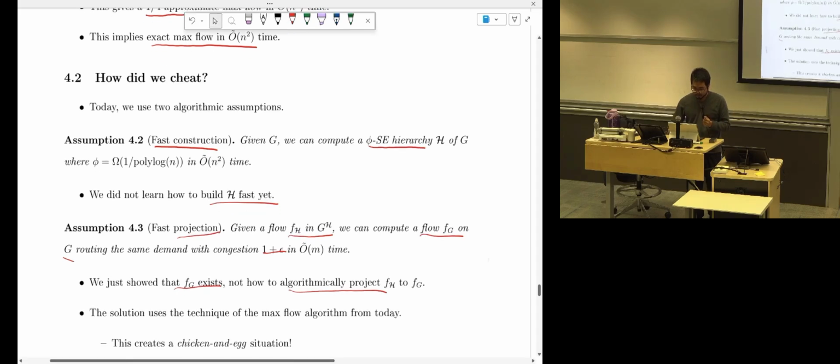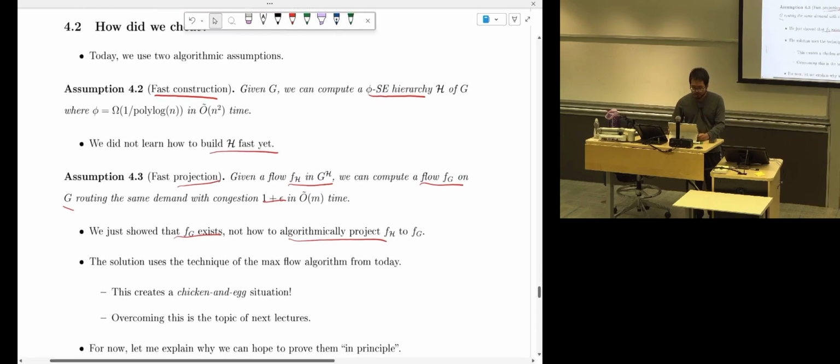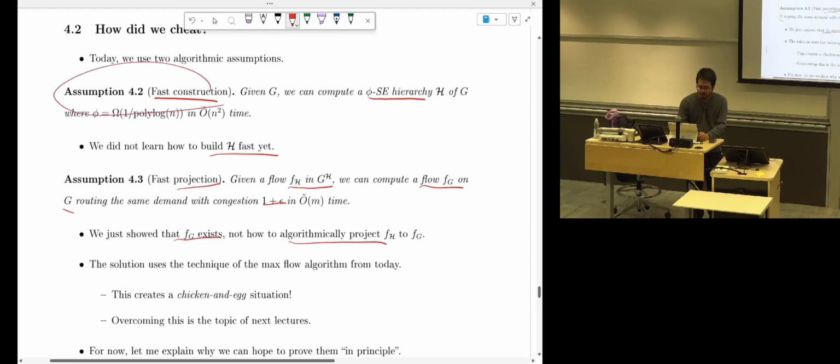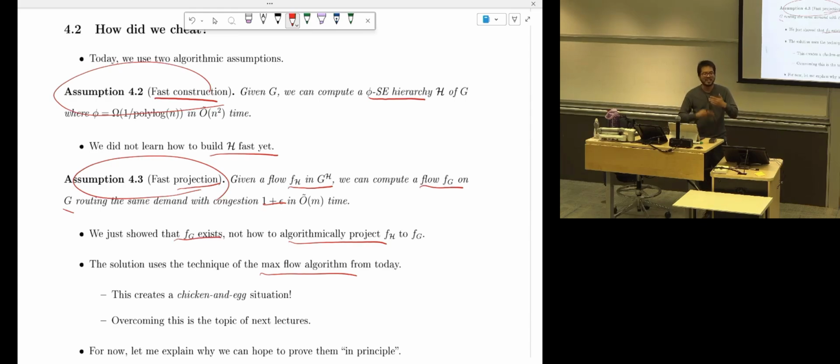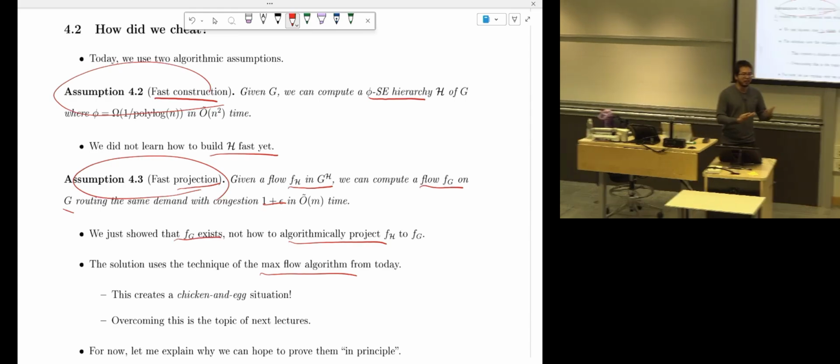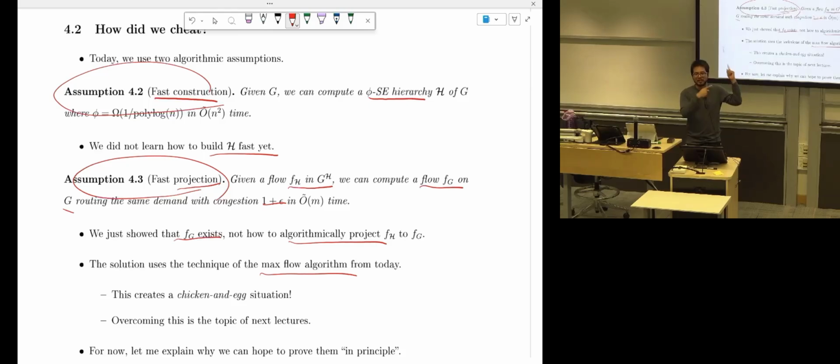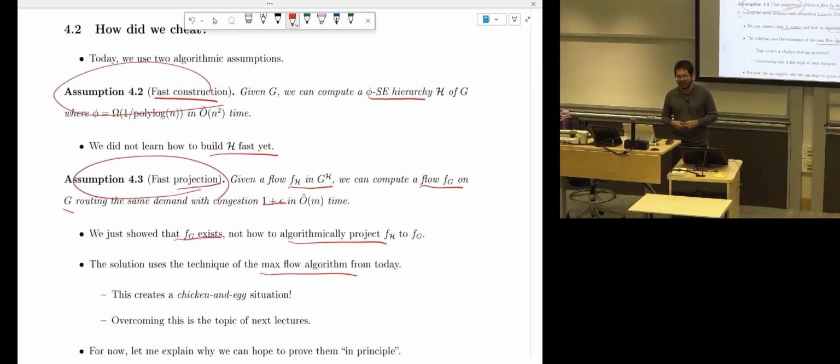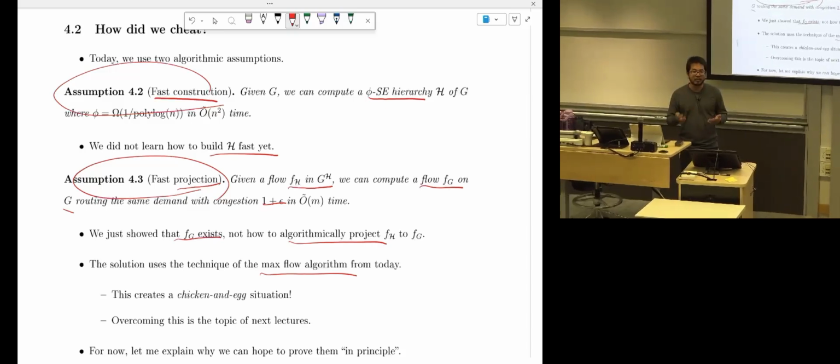Now the solution to both of these will basically use MaxFlow today. So this is a kind of chicken and egg situation. We need to use the MaxFlow that we built today to solve this thing, and we use this thing to build MaxFlow. The point I need to tell you is how to overcome this. This is about the algorithmic way to overcome this whole thing, but the key idea, the key structure, is this shortcut graph.